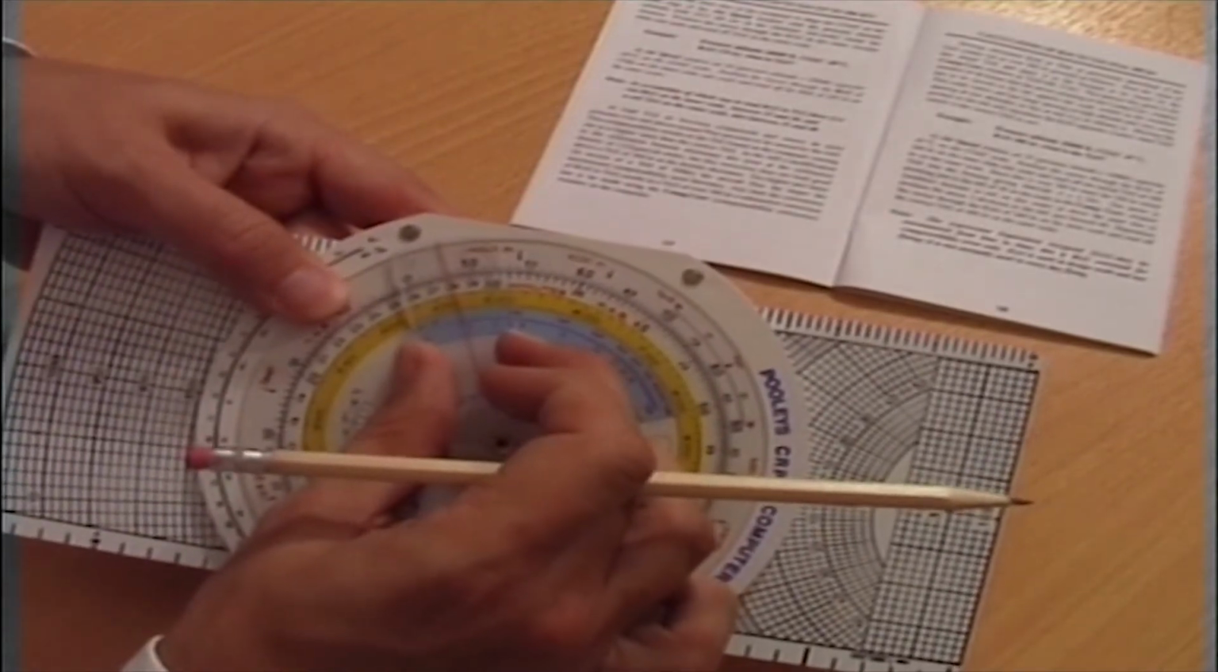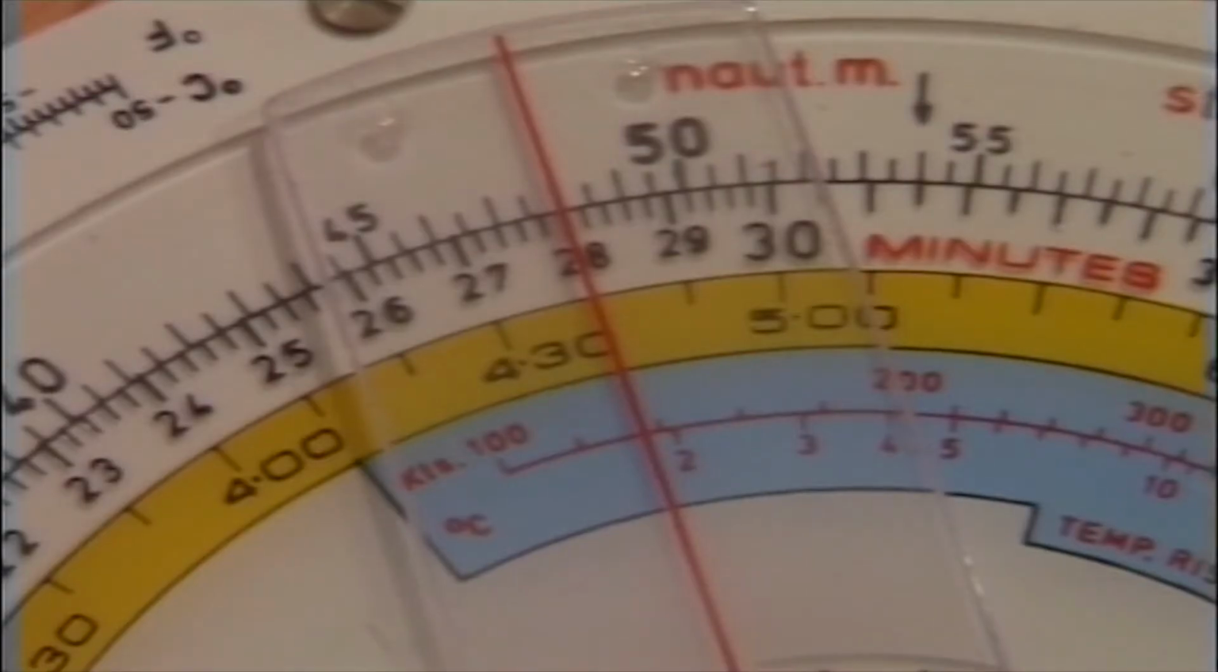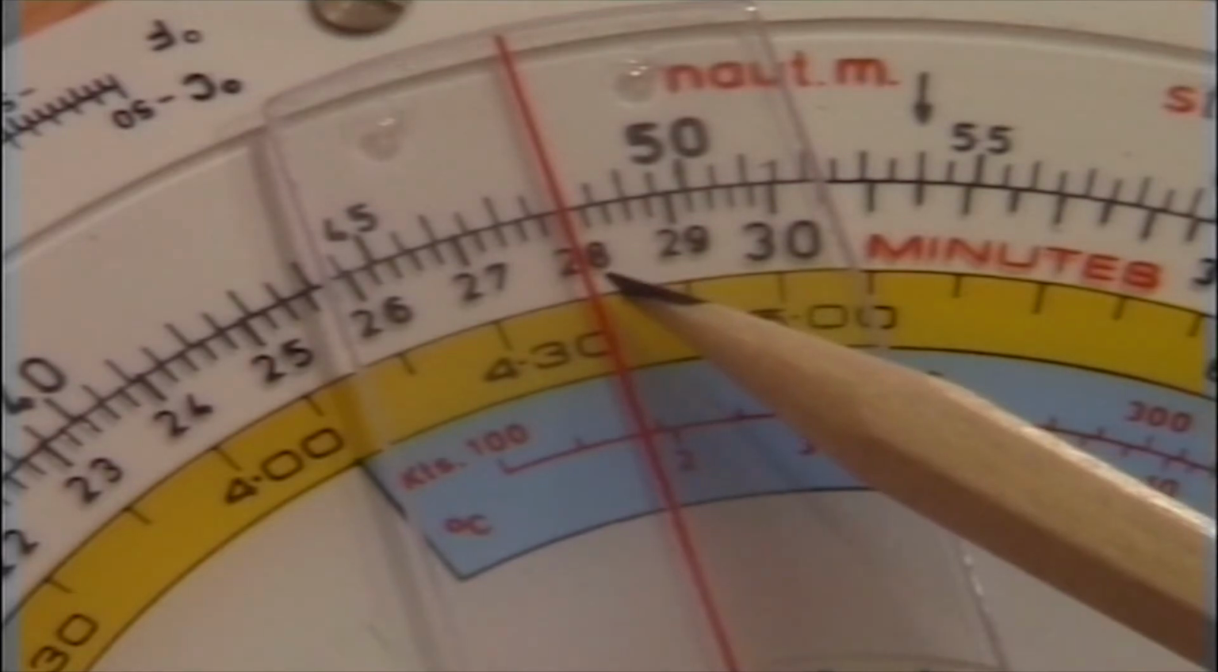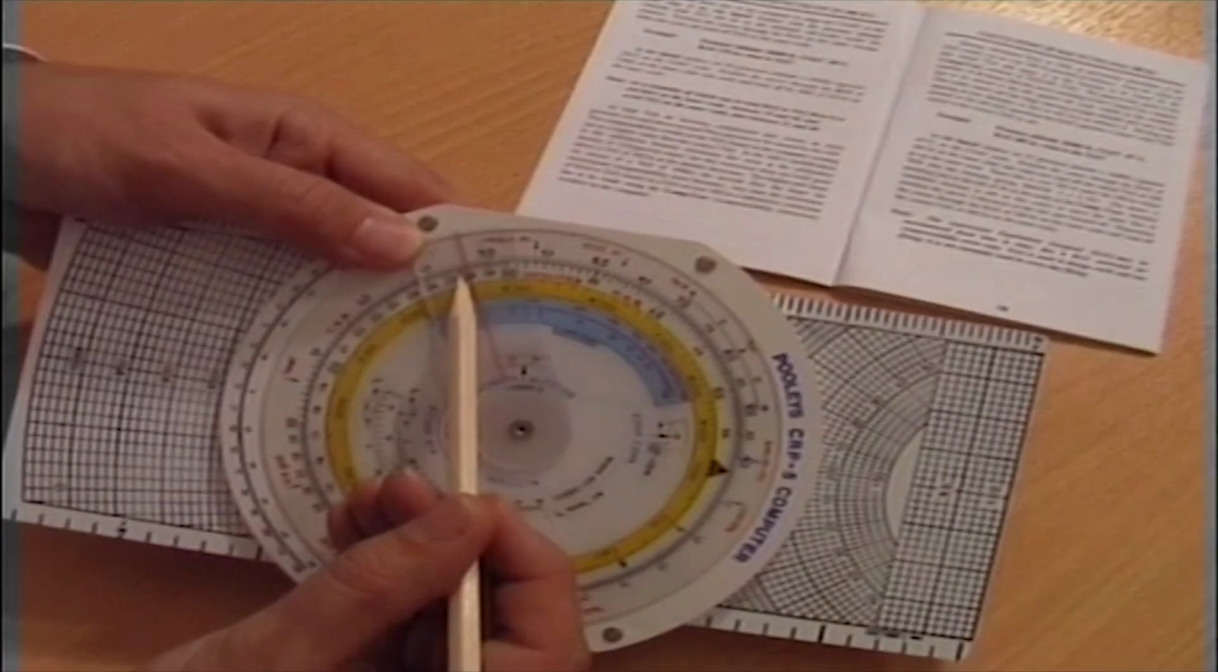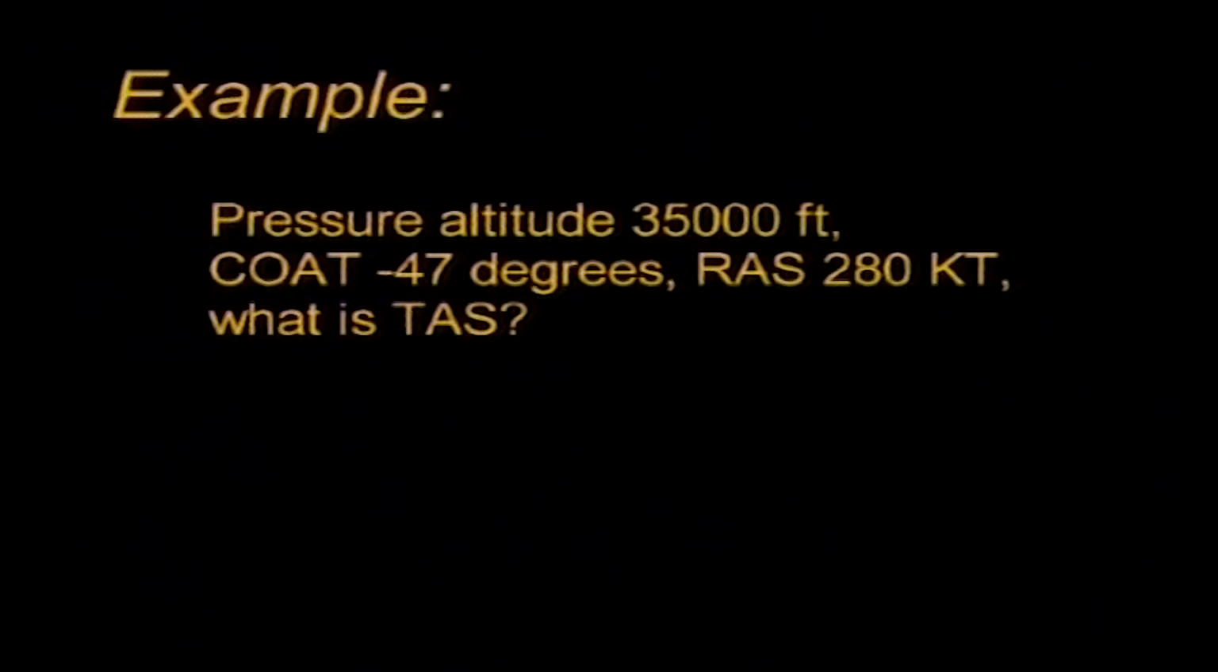Now reposition the red cursor through the initial RAS of 280 knots on the inner scale and read off 480 knots corrected TAS on the outer scale.